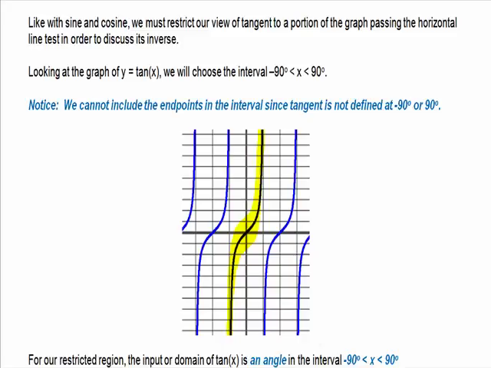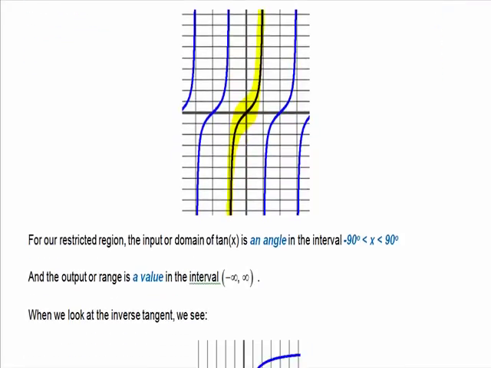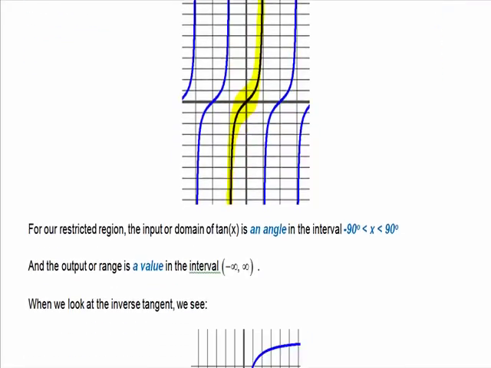or -90 degrees. So for our restricted region, the input or domain of tan, so again we're talking about tangent, is an angle in the interval between -90 and 90, not including them. And then the output, remember when we take the tangent, the output will actually be a value between -infinity and infinity. So notice it's a little different than sine and cosine. We end up getting output values on tangent that are any real value.